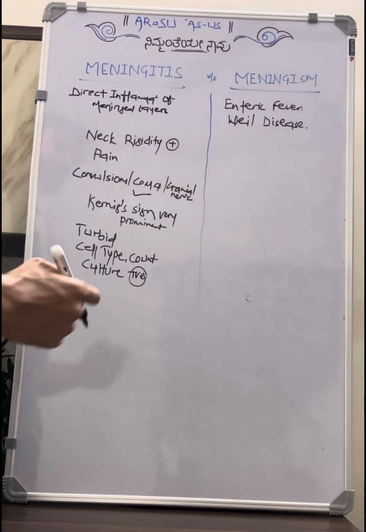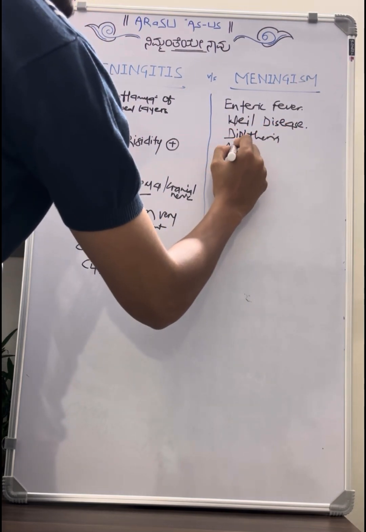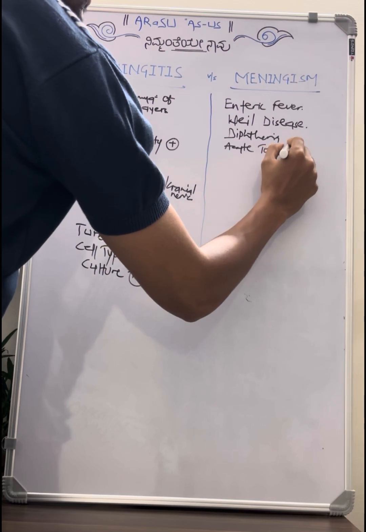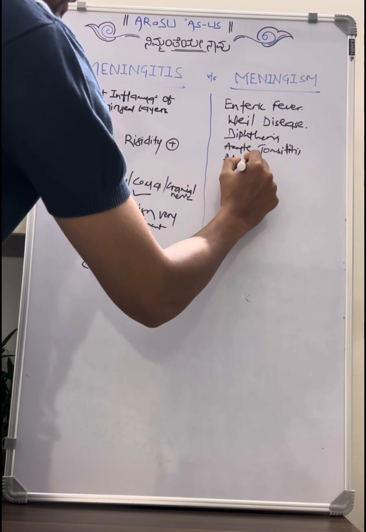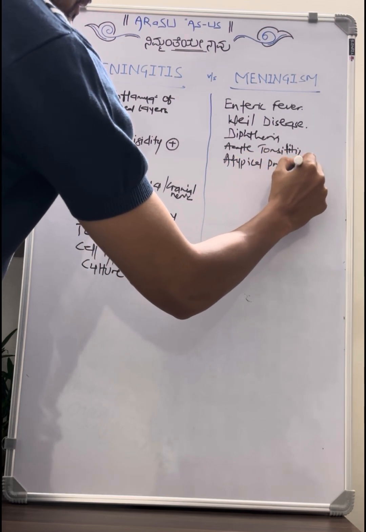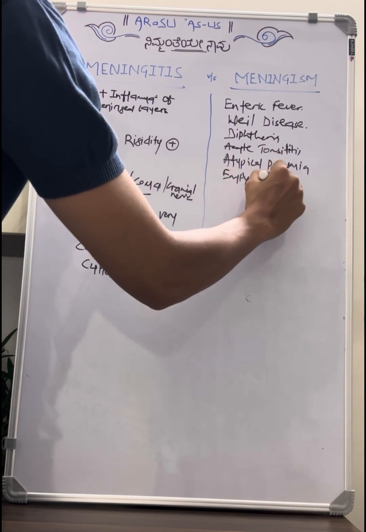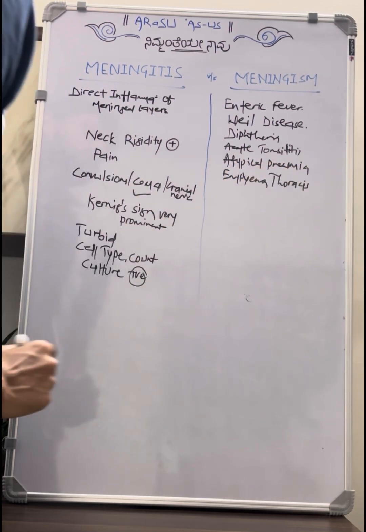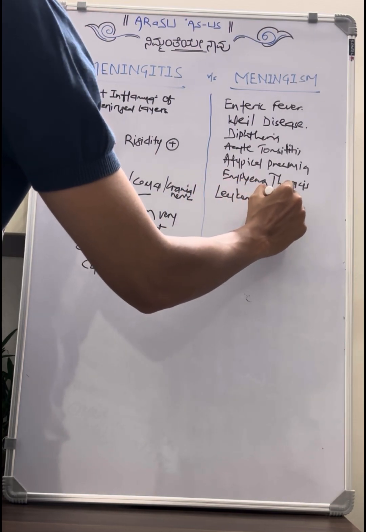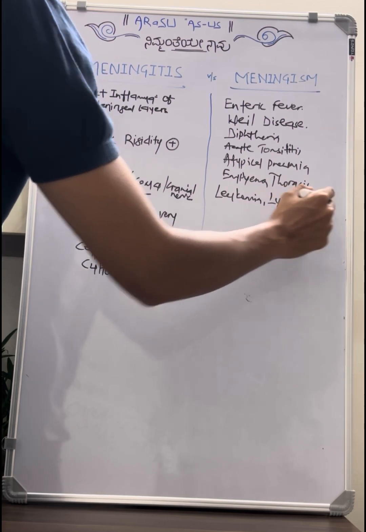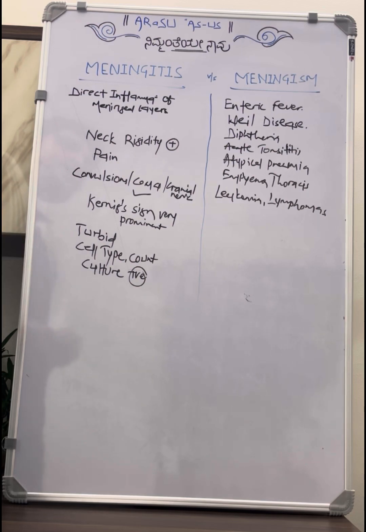Respiratory system infections such as diphtheria, even some acute tonsillitis, and pneumonias, especially atypical pneumonia, or empyema thoracis, sometimes even leukemia and lymphomas can lead to neck stiffness, that is meningeal irritation, nothing but meningism.